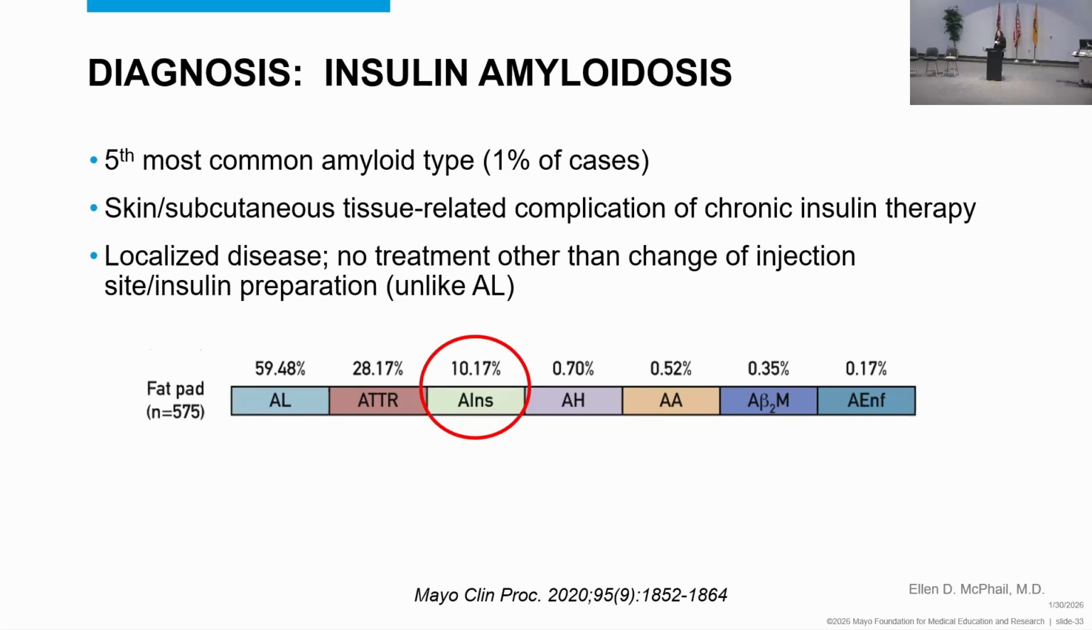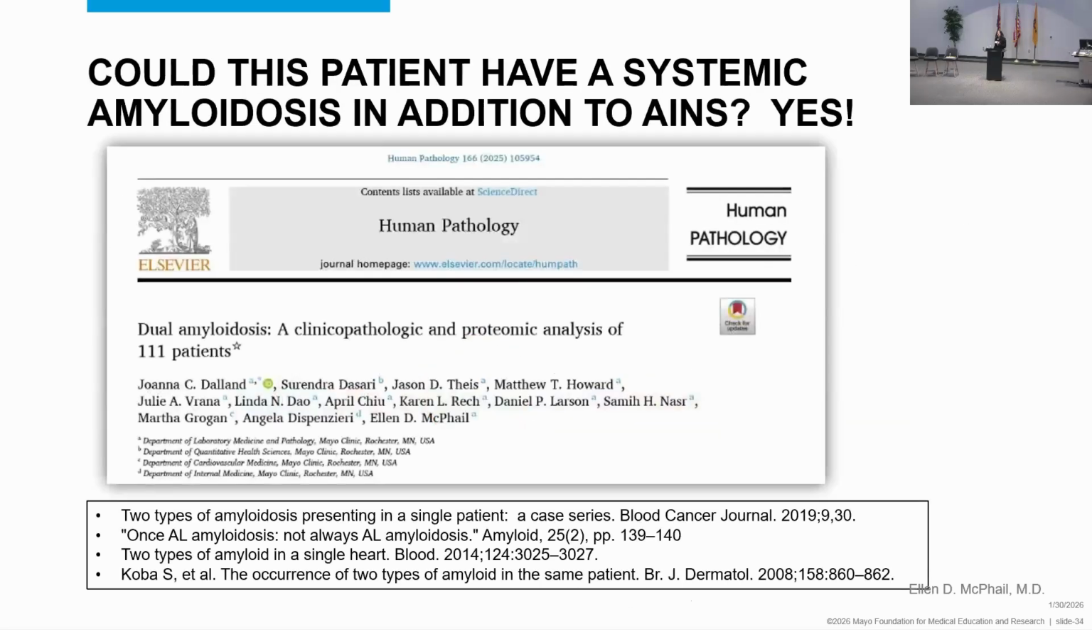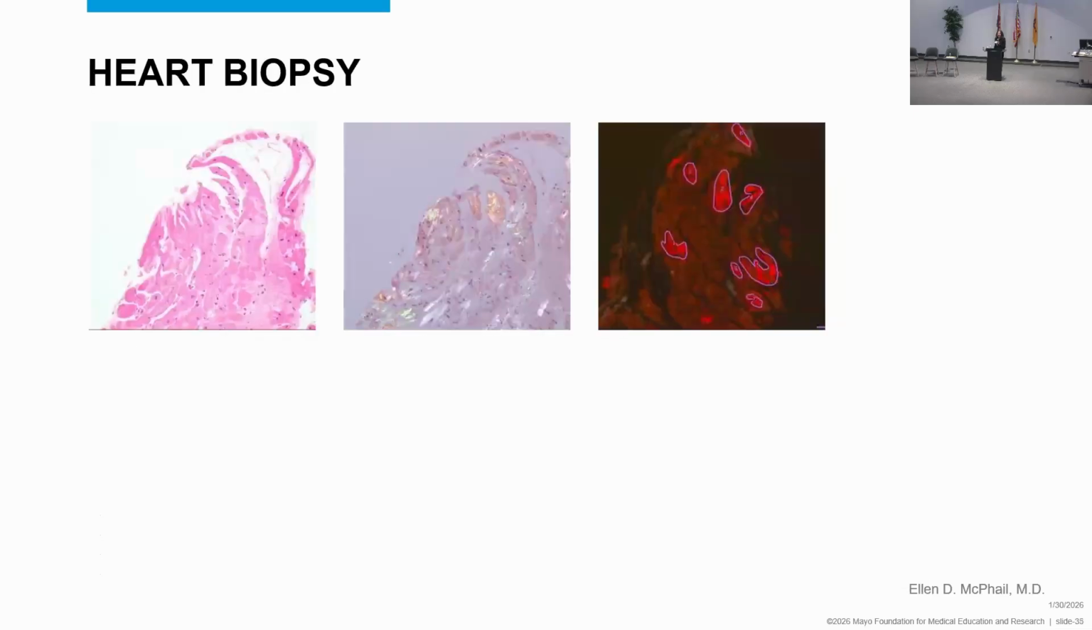So our clinicians rightly realized that this patient could have a systemic amyloid in addition to this localized insulin amyloid that was the red herring. This is a paper we just published about 111 patients who have dual amyloid. Patients can have two amyloid types, either in two different anatomic sites or in the same anatomic site. So it's possible for someone to have TTR and AL in the same heart biopsy. Just keep it in mind. We don't see it too often, but it can happen.